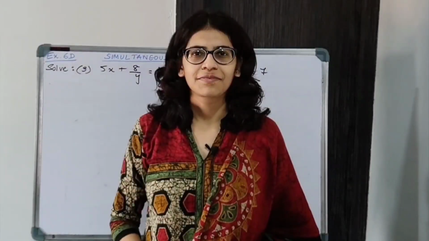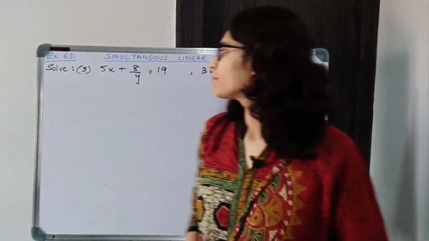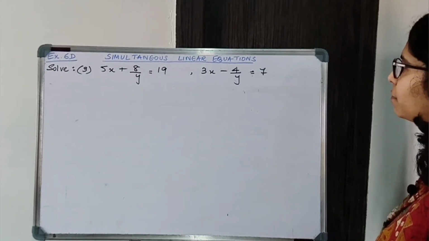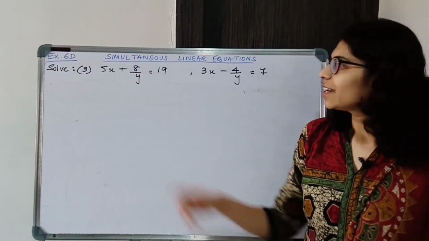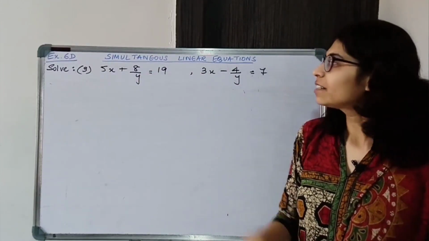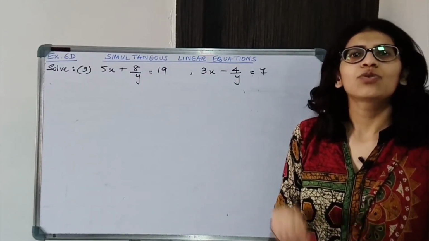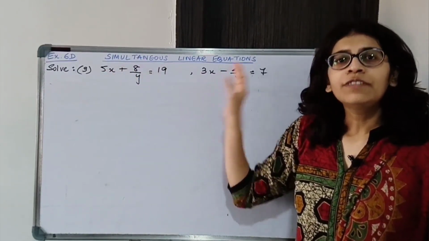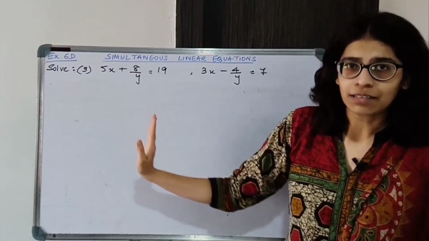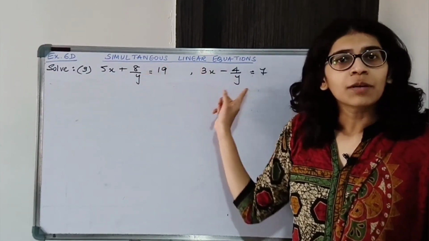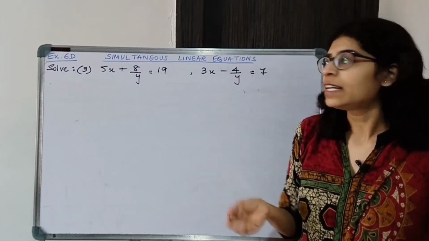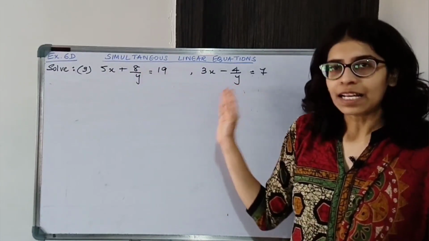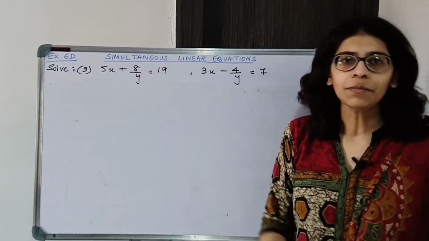Okay, coming to question number 3. 5x plus 8 upon y equals 19 and 3x minus 4 upon y equals 7. Over here, x is in the numerator but y is in the denominator. So how will we solve such kind of equations? We will not disturb the x term, let it remain as it is, but in place of y we will substitute some other variable. That is, we'll take 1 upon y as some other variable. Okay, x we'll keep as it is, but 1 upon y we'll take as some other variable.